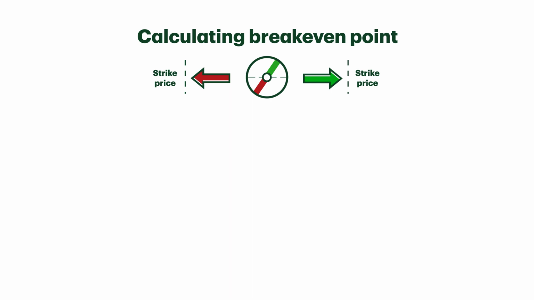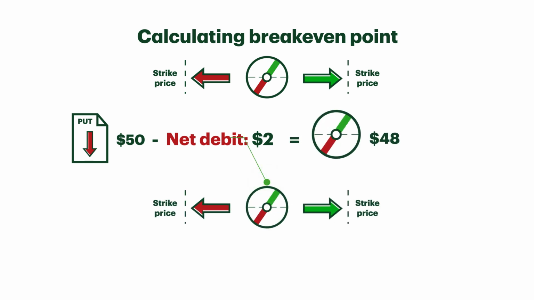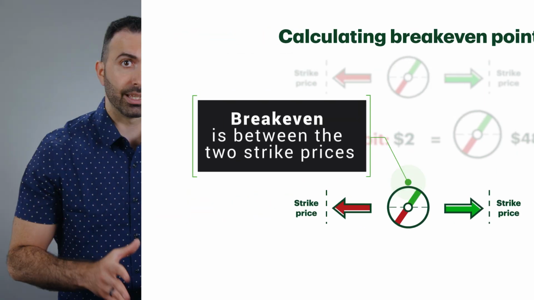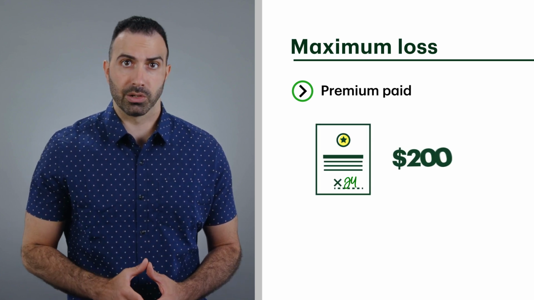Calculating the break-even point is done in a similar fashion to the single put trade. We take the strike price of the put that was purchased and subtract the net debit from it. Jack bought a $50 put and paid a net debit of $2, so his break-even point is $48. Keep in mind the break-even of a spread should always be between the 2 strike prices of the spread. Lastly, Jack's maximum loss for the spread is the premium he paid of $200.